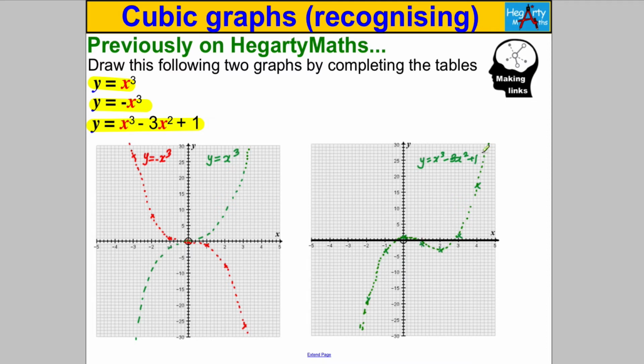Now, we can always revert back to a table of values, but for some cubic graphs we do need to just be able to spot them and recognize them, especially against other types of graph like linear graphs, quadratic graphs, other cubics. We might be asked to say which one of these is a cubic graph, and that's all we're practicing in this video. A nice easy particular skill.